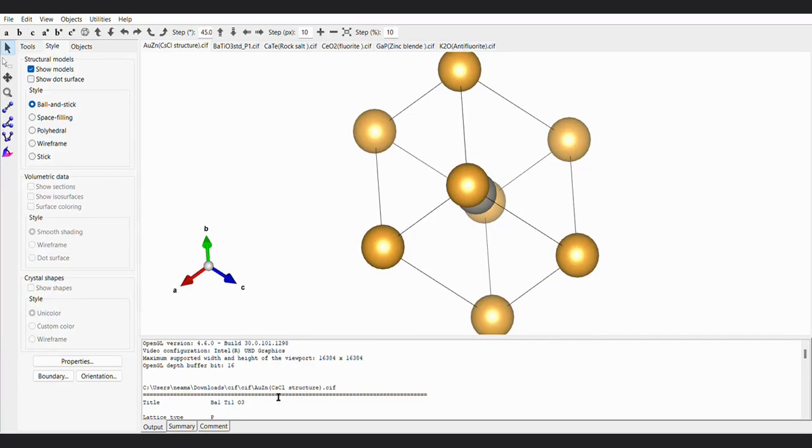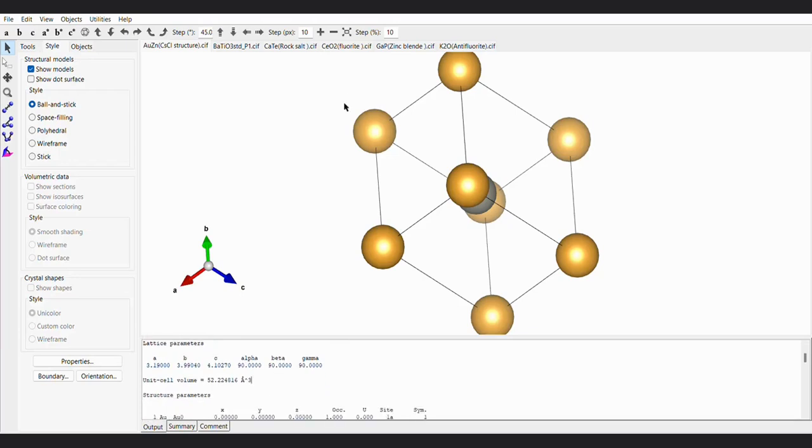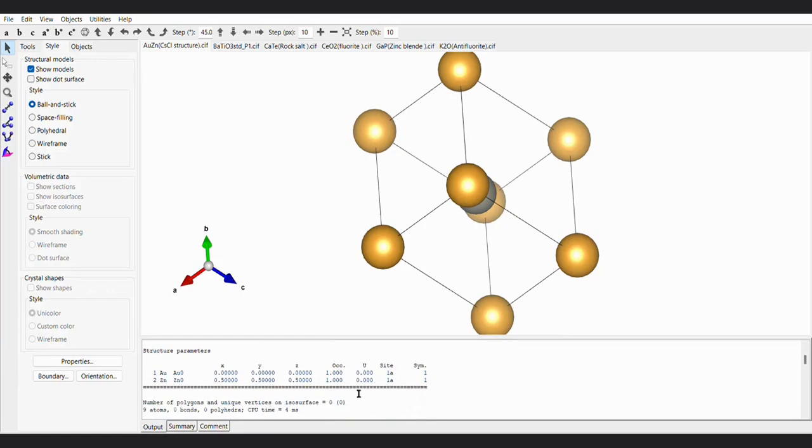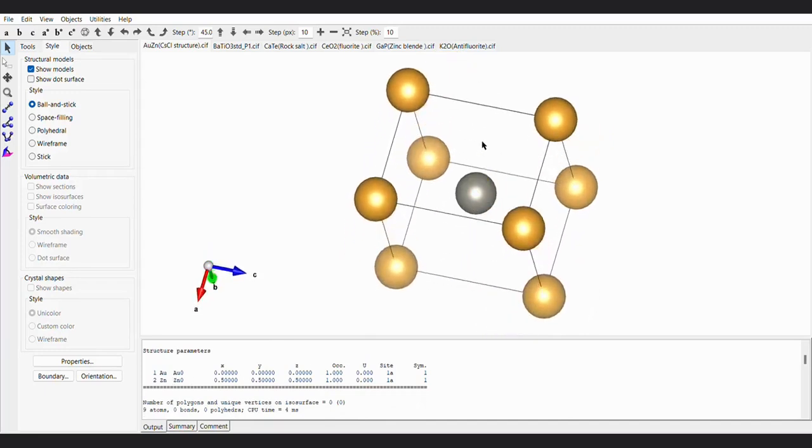We can see the lattice parameters to be 3.19, 3.99 and 4.1. A little variation is due to practical circumstances. Some variation would be due to the interaction between these gold atoms and zinc atoms. These atoms would behave differently, and there would be a bit of variation in the lattice parameters, which can be seen here. The structural parameters are here. You can clearly see that for zinc, the XYZ coordinates are 1/2, 1/2, 1/2.